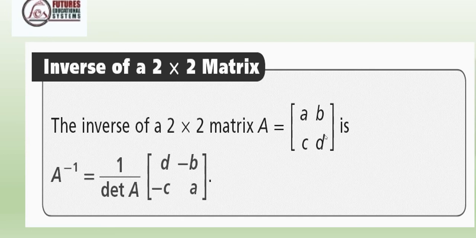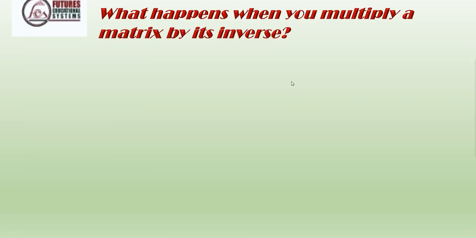The second step, change the positions of the main diagonal: swap A and D. And the third step, change the sign of the second diagonal: negative B and negative C. That's all. Look at this example.